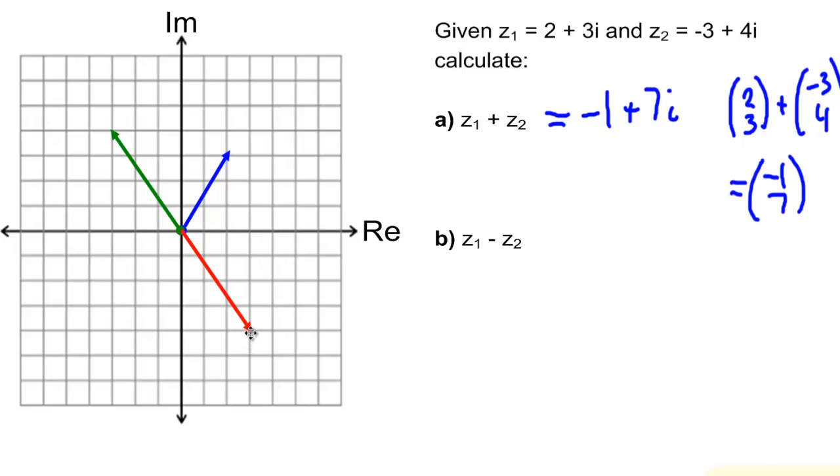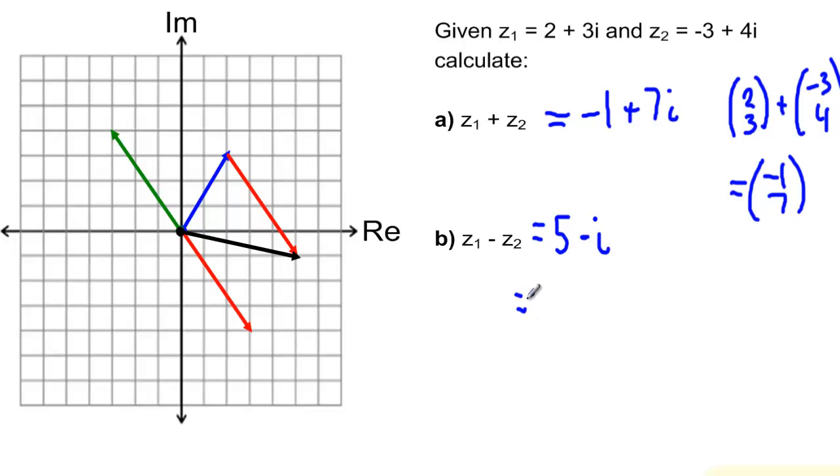3 minus 4i. So what I'm looking for now is completing the triangle between 2 plus 3i and 3 minus 4i. That gives us a resultant of 5 minus i, as is shown there. So again, that would be 5 minus i.